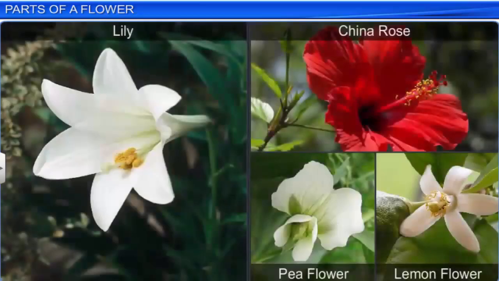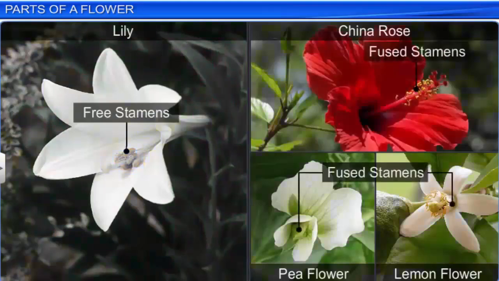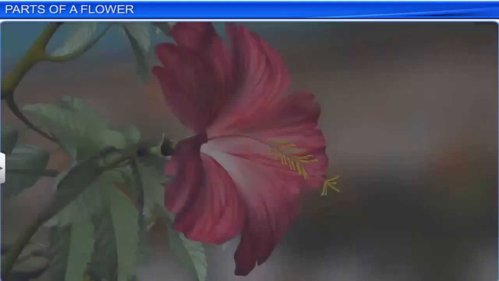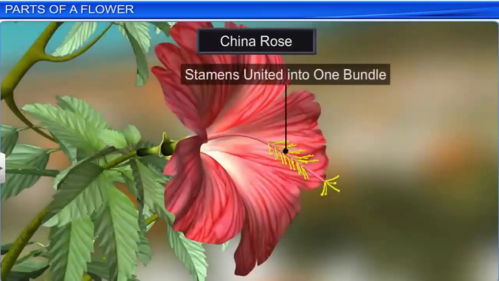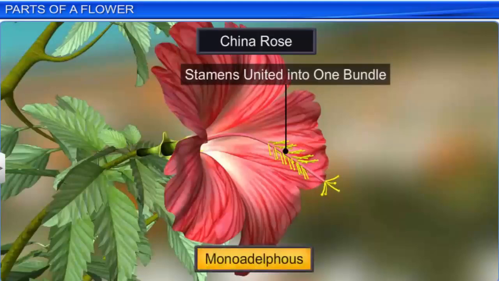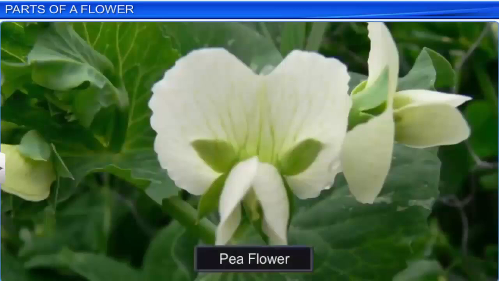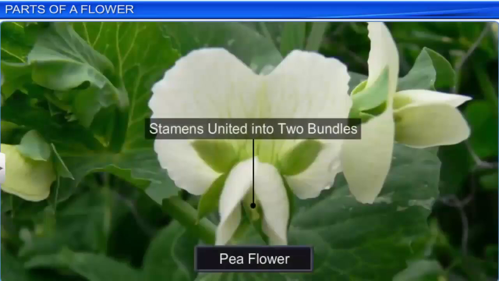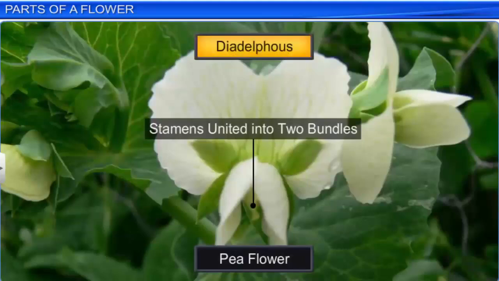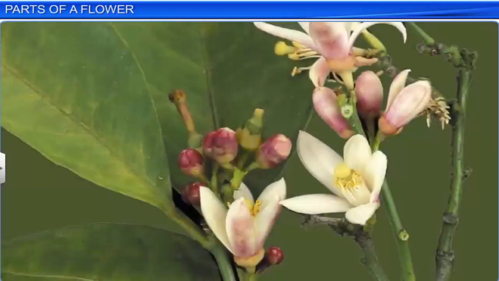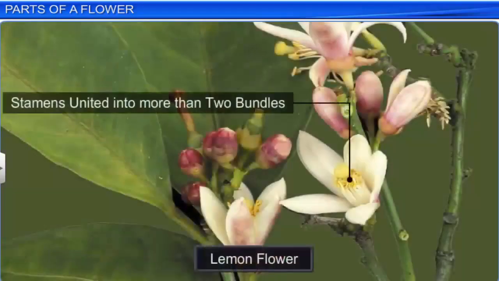Stamens can also remain free or polyandrous, as in lily, or united in varying degrees, as in China rose, the pea plant, and citrus plants. In China rose, the stamens are united into one bundle and are called monoadelphous. In the pea flower, the stamens are grouped into 2 bundles and are called diadelphous. And in the lemon flower, the stamens are grouped into more than 2 bundles and are known as polyadelphous.